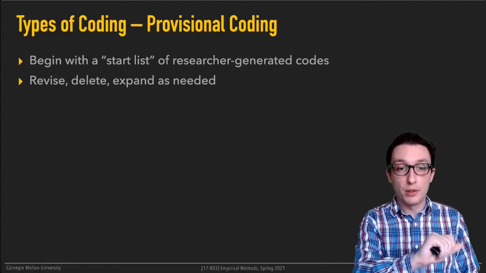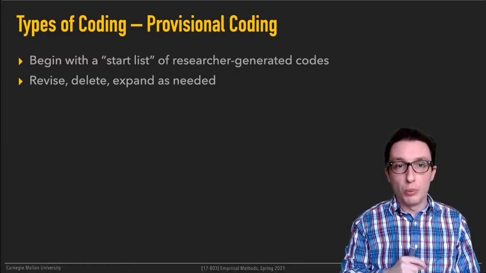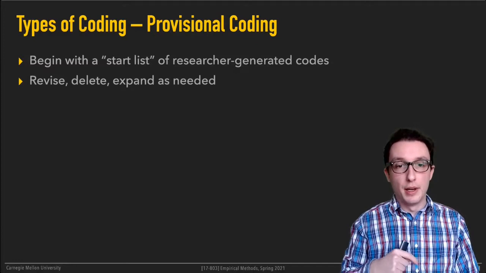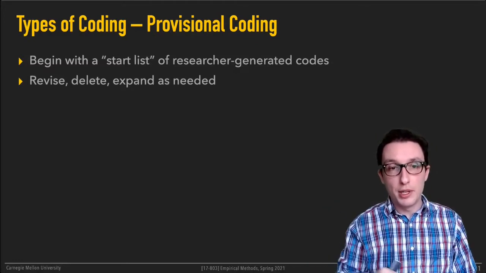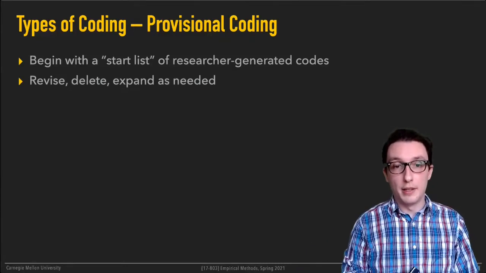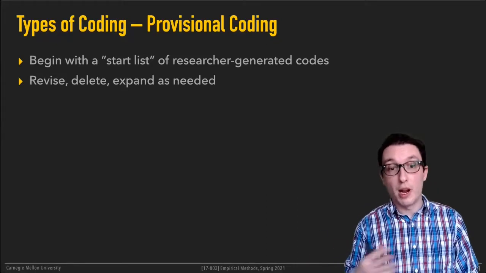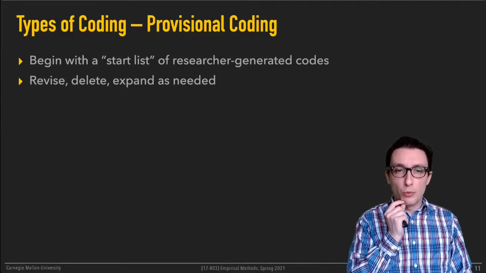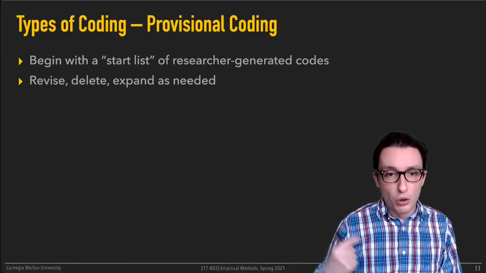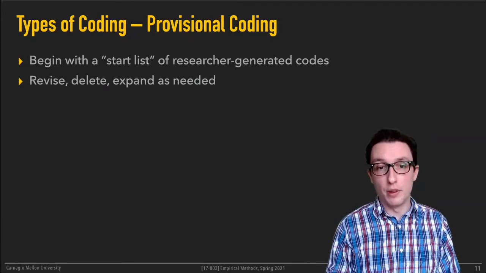Here's an interesting one. Provisional coding assumes that you're starting with a pre-existing list of codes from somewhere. You come into your study with this, and you're applying those pre-existing codes to your data. As you're analyzing this data, you're revising and deleting and expanding these codes as needed, but you're coming into your study with this set of codes. So can you think of one scenario where this might happen, as opposed to building your code book from the ground up as you're reading through and interpreting this data? Can you think of a scenario where you're coming into a study with pre-existing codes?